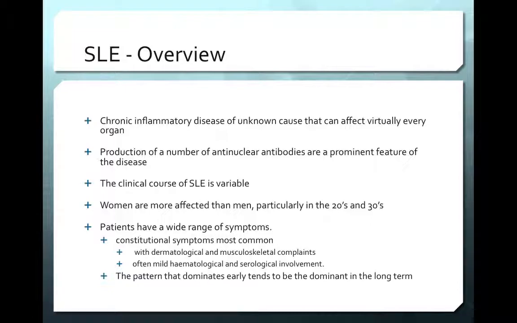The production of a number of anti-nuclear antibodies is a prominent feature of the disease, and the clinical course is quite variable. Some people have acute flares with relapses, and other people have a more chronic indolent disease. Women are more affected than men, particularly in the 20s and 30s. Patients often have a wide range of symptoms. Constitutional symptoms are the most common, and people often have some dermatological and musculoskeletal complaints, and often have mild hematological and serological involvement. The pattern that dominates early in the disease tends to be the pattern that someone is going to get for the rest of their illness.